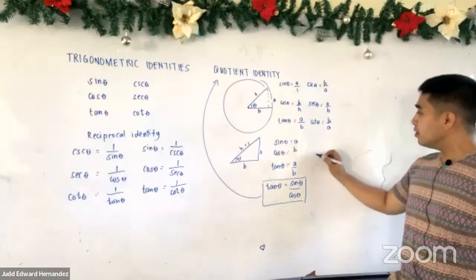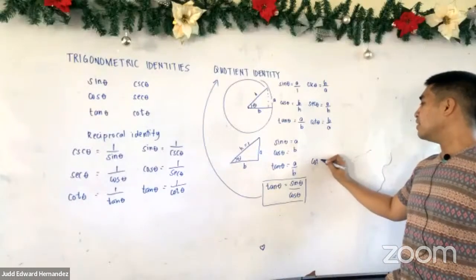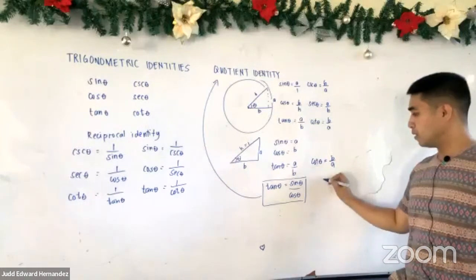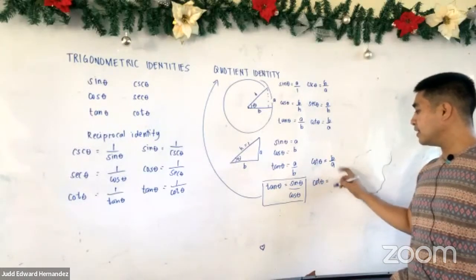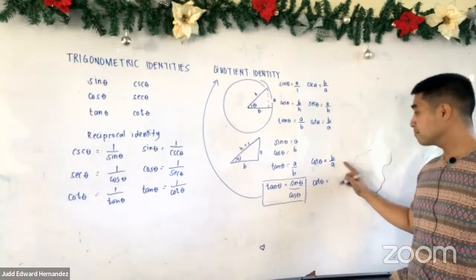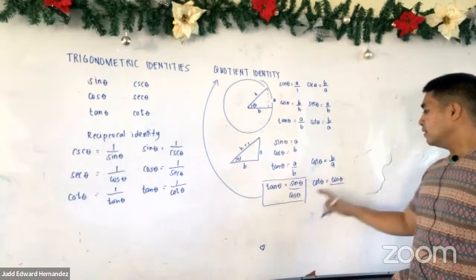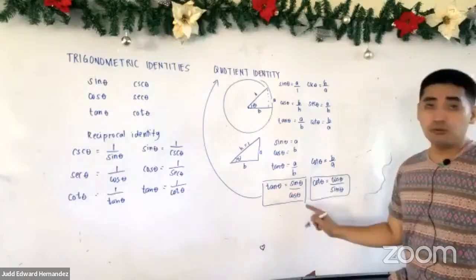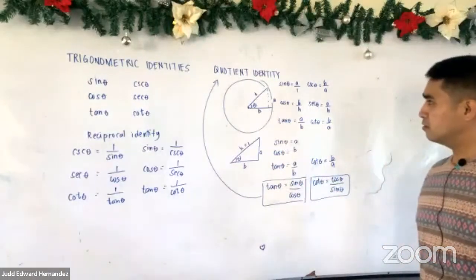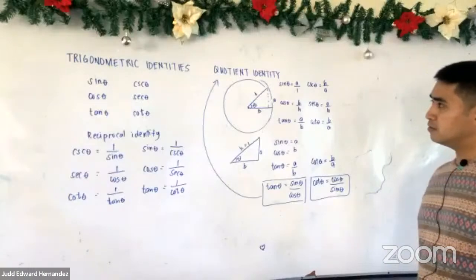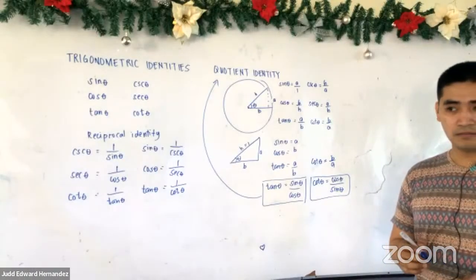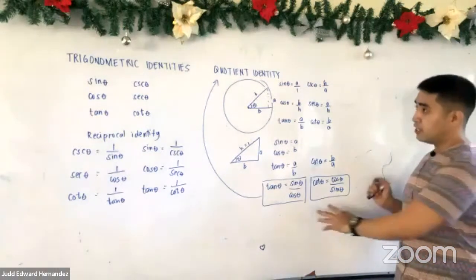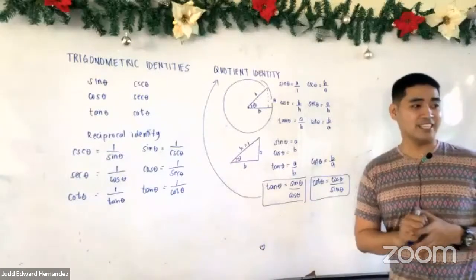Next, we also know cotangent theta. Cotangent theta is B over A. But what do we know about B? Therefore, we could say that cotangent theta is, what is B? Cosine theta po. Cosine theta over sine theta. Therefore, that is cotangent theta. And these are the two, tama ba yung spelling ng quotient ko? Opo, sir. Tama po. Okay. So these are the two examples of quotient identity.